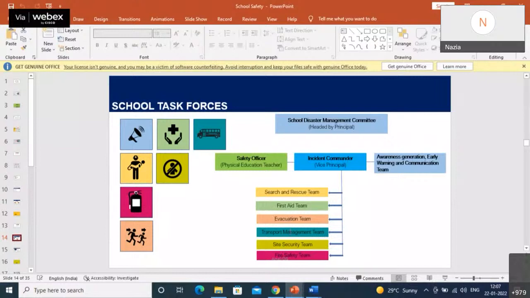Under these categories will come. If the incident is at mandal level, then mandal officer. If district level, then district officer. If it is at state level, then relief commissioner will come under. Okay. Search and rescue team means fire department will come under this search and rescue team.